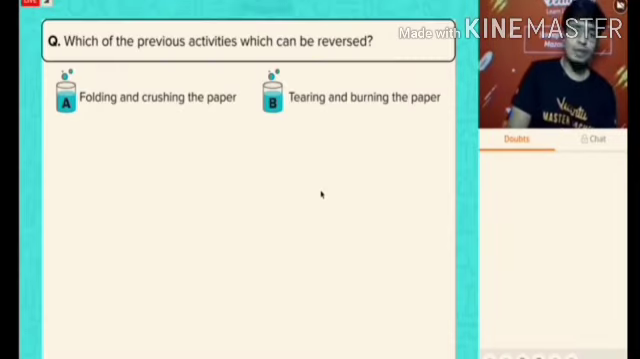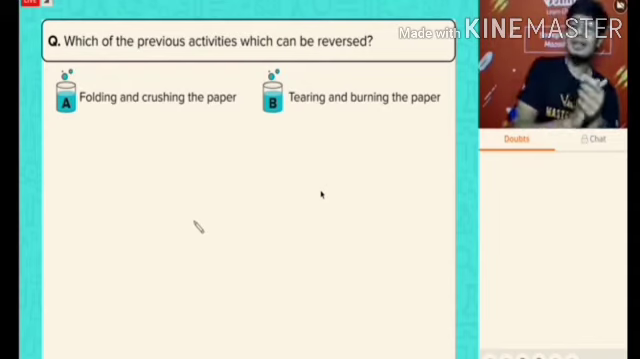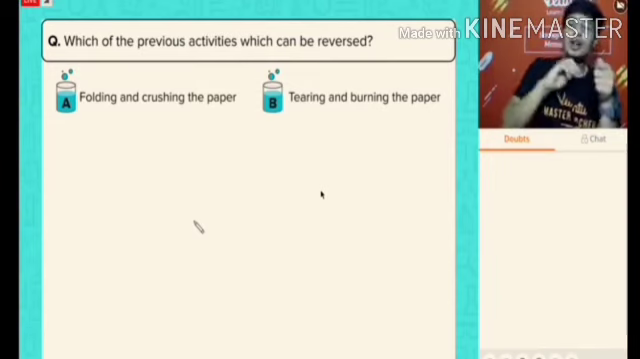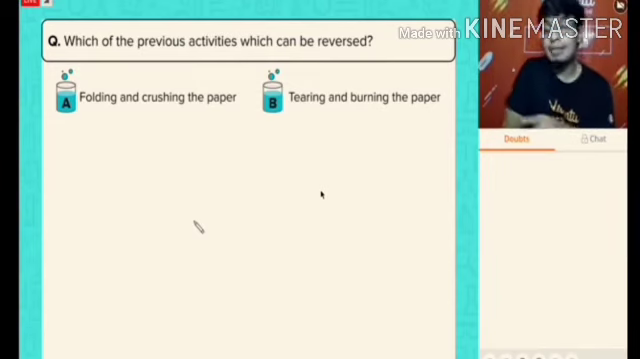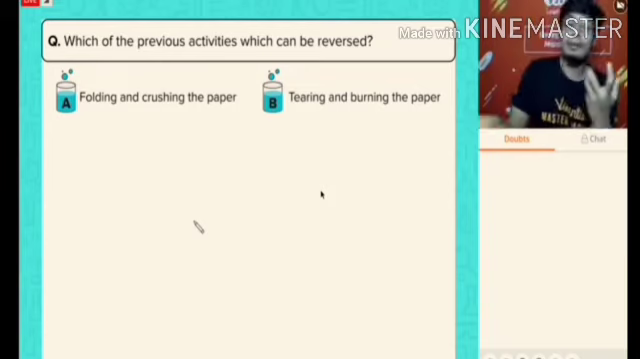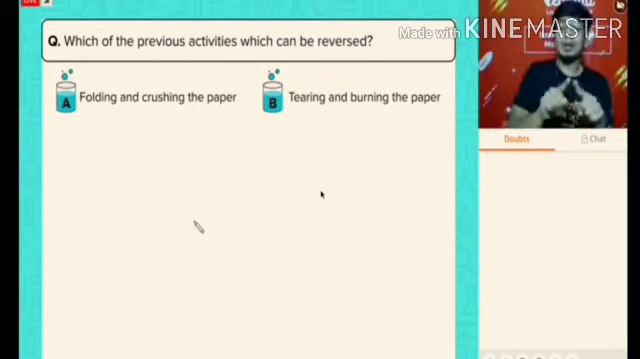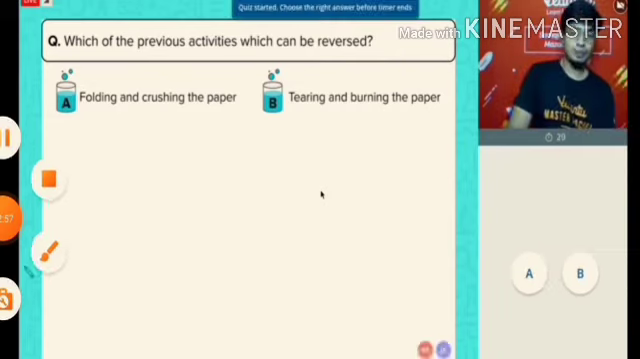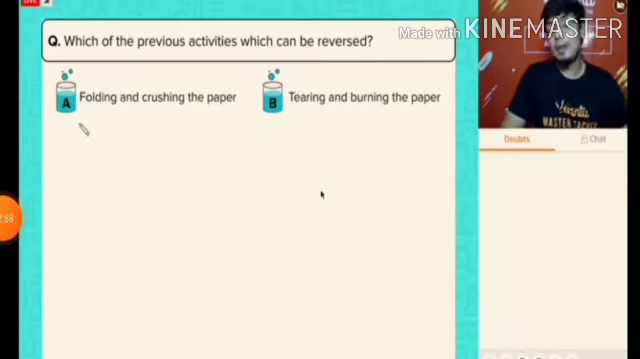Now, right now we have seen a lot of changes. The one thing that we have to answer is, which of the previous activities can be reversed? Folding and crushing of a paper, or tearing and burning of a paper. Which of these can be reversed back to its original form, that is the plain sheet of paper? The quiz starts in 3, 2, 1. Now, come on guys, hit it. Folding and crushing of the paper can be reversed.